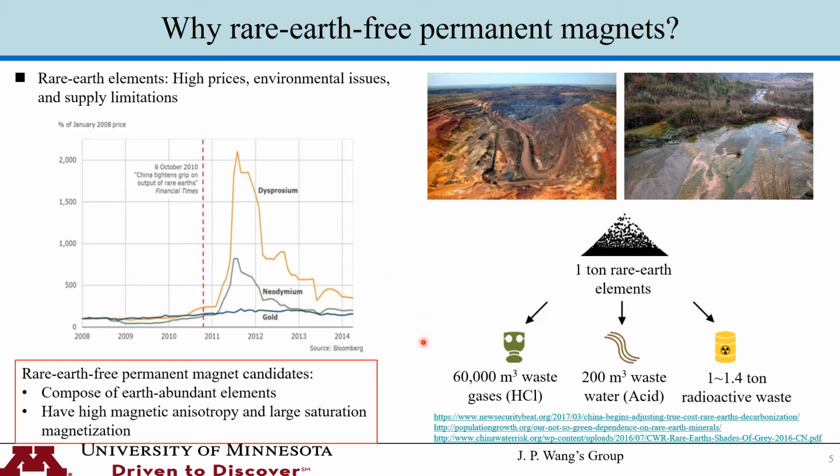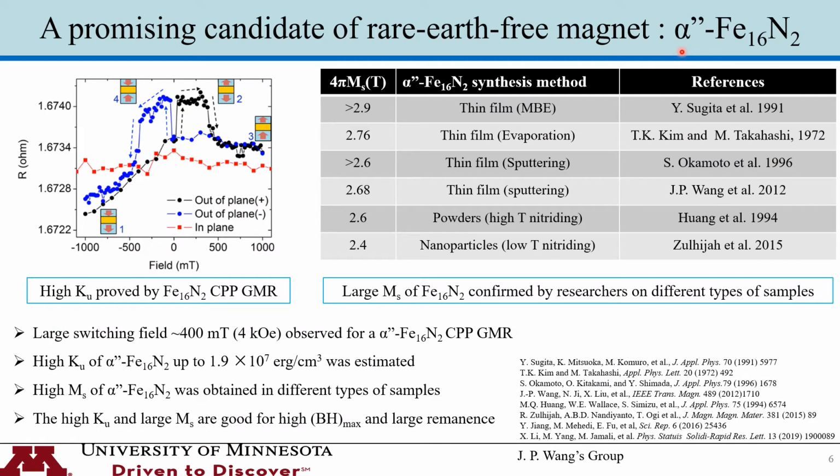So for these candidates, they should meet the following criteria. First, they should be composed of earth-abundant elements instead of using rare earth materials. Another one is that they should have high magnetic anisotropy and large saturation magnetization in order to have high BHmax. Alpha double prime Fe16N2 is a promising candidate for rare-earth-free permanent magnets.